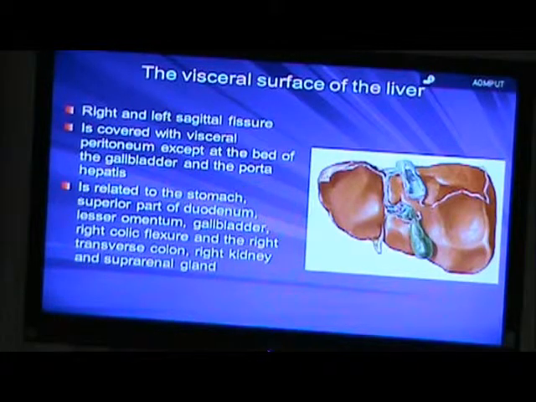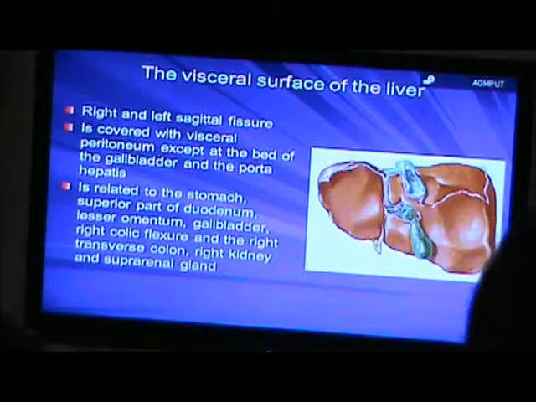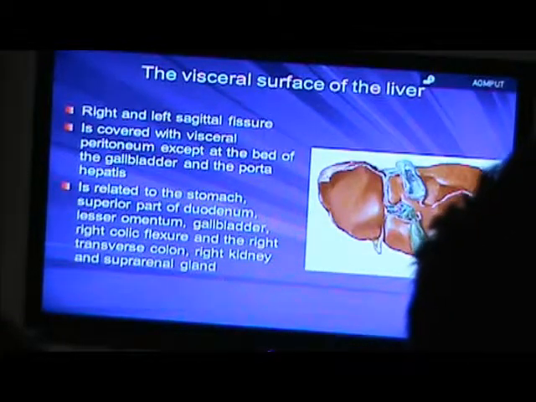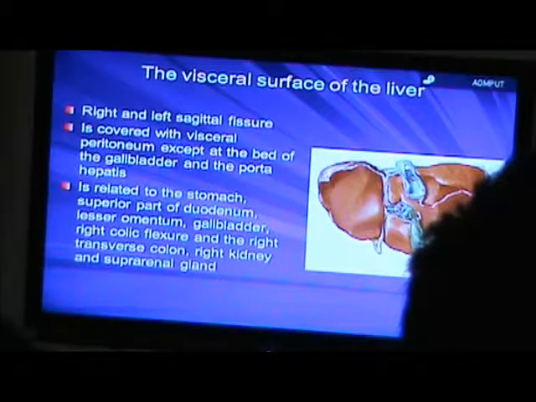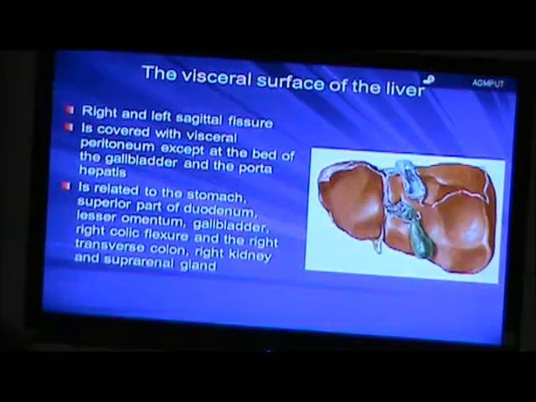So look, a lot of structures, yes, when we will see the cadaver, we will look into the structures which are related to such visceral surface. So stomach, the superior part of duodenum, lesser omentum, gallbladder, right colic flexure, right transverse, right part should be, yes, because we don't have the right and left transverse colon. So I'm so sorry, it should be the right part of transverse colon, the right kidney, and the right suprarenal gland. Some part of esophagus, this abdominal part, is also related to the liver.